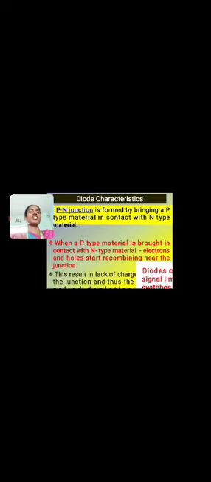Diodes can also be used as rectifiers, signal limiters, voltage regulators, switches, signal modulators, signal mixers, signal demodulators and oscillators. Diodes have two characteristics: one is the forward characteristic and another one is the reverse characteristic. A p-n junction is formed by bringing a p-type material in contact with an n-type material. When p-type material is brought in contact with n-type material, electrons and holes start recombining near the junction.